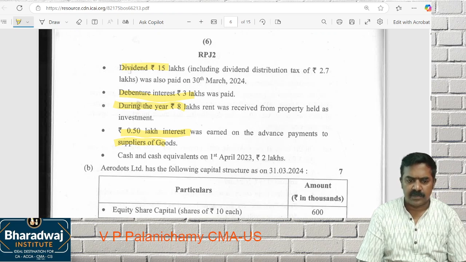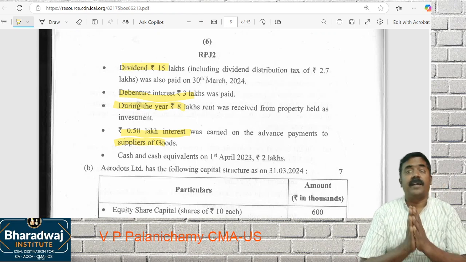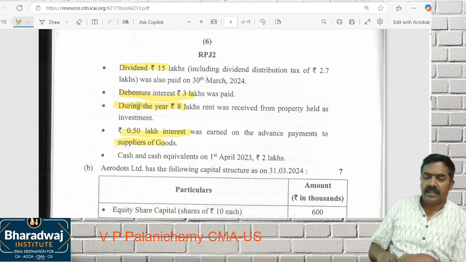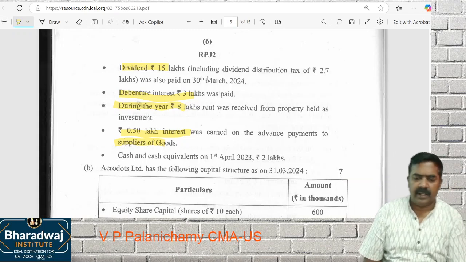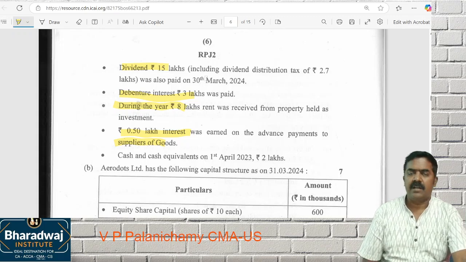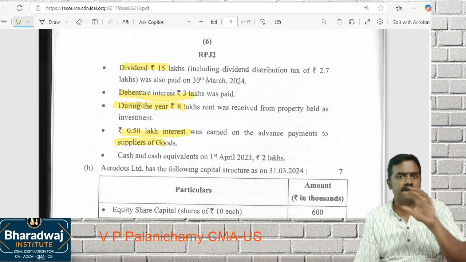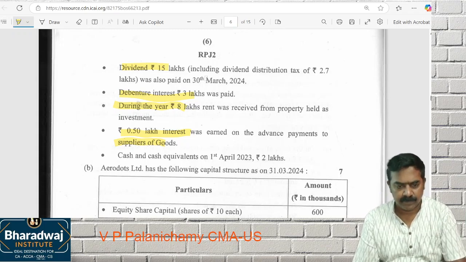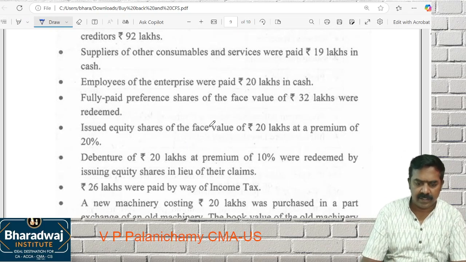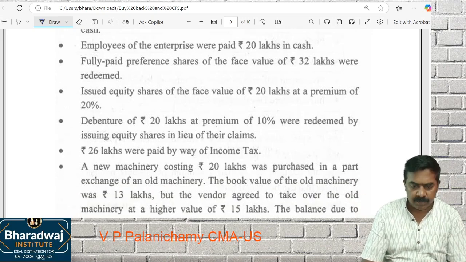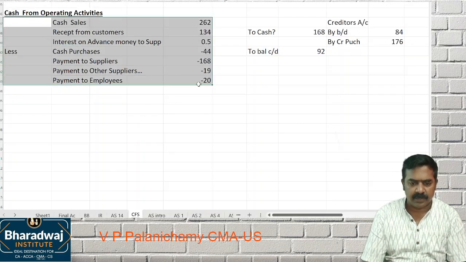In this, will anything else come? We are doing this under the direct method. Dividend paid, debenture interest paid, rent received, all those things will not come in operating activity. Direct method, we take receipts minus what? Payments. Anything else that will come? Please remember, we are doing it under the direct method, receipts minus payments.